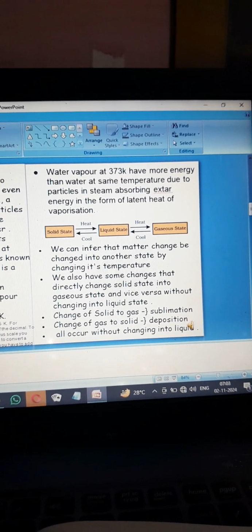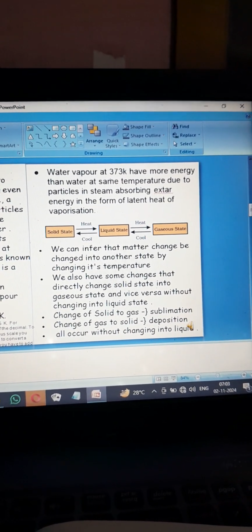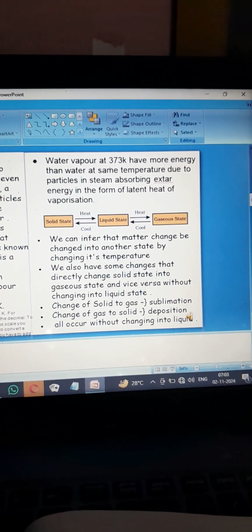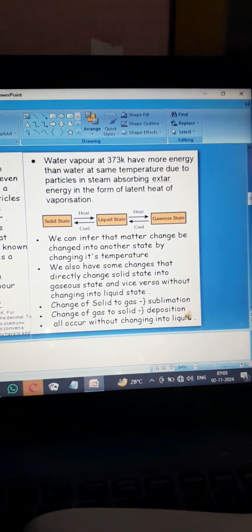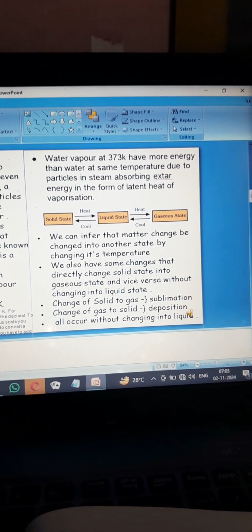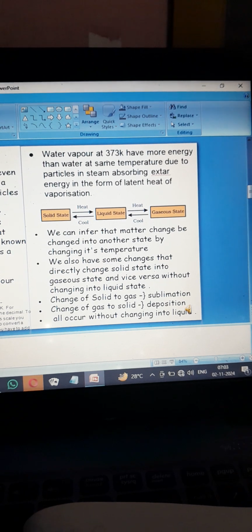But gaseous state, when cooled, becomes liquid state, and when it cools again, it comes into solid state. Do you understand? We can infer that matter changes into another state by changing its temperature.